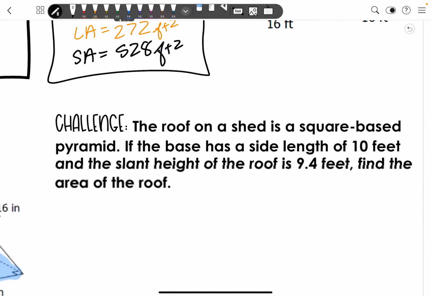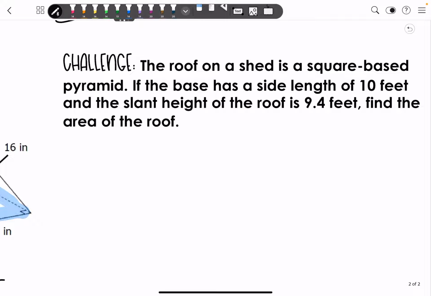All right, now let's go ahead and work on the challenge. There are some important things that you want to notice in this word problem. We're talking about a roof, and it's a square-based pyramid. The base has a side length of 10, and the slant height of the roof is 9.4. So we're going to find the area of the roof.